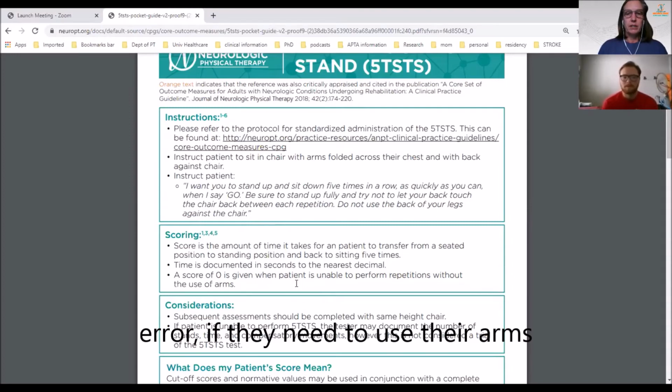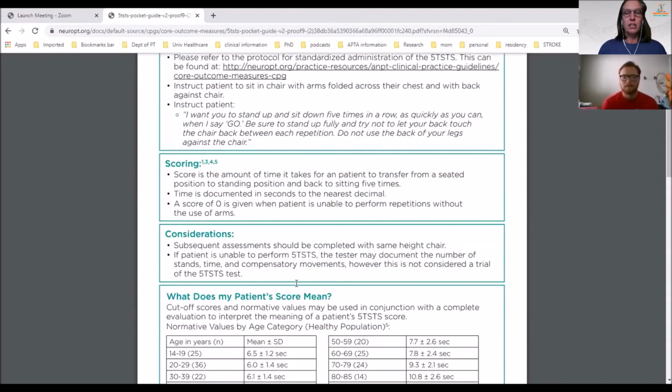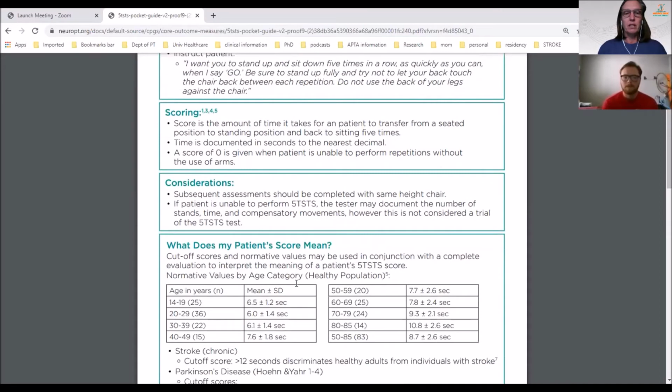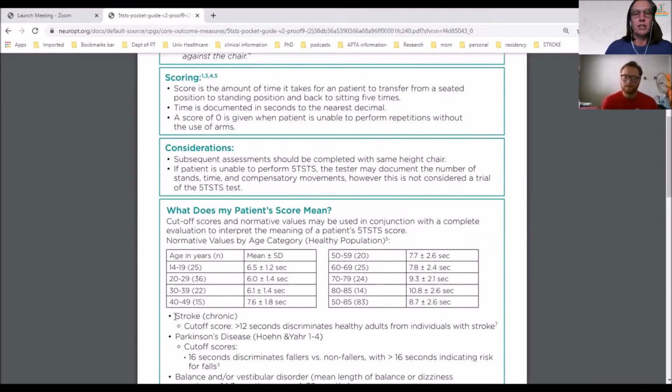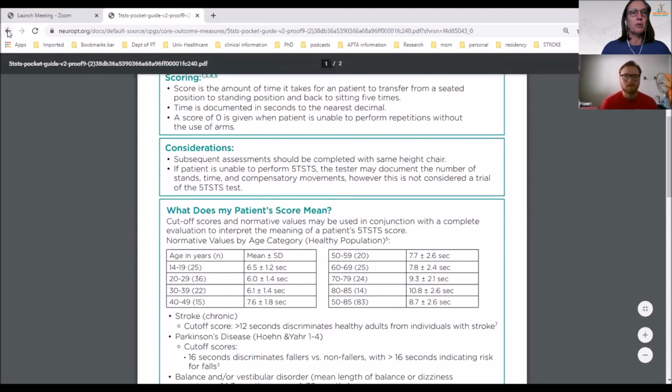And there are some cutoff data. This is for healthy elders, and then here we are for stroke. So we have some cutoff values for chronic stroke. It should be greater than 12 seconds, not doing as well as a healthy individual. Any others that you might want to look at?